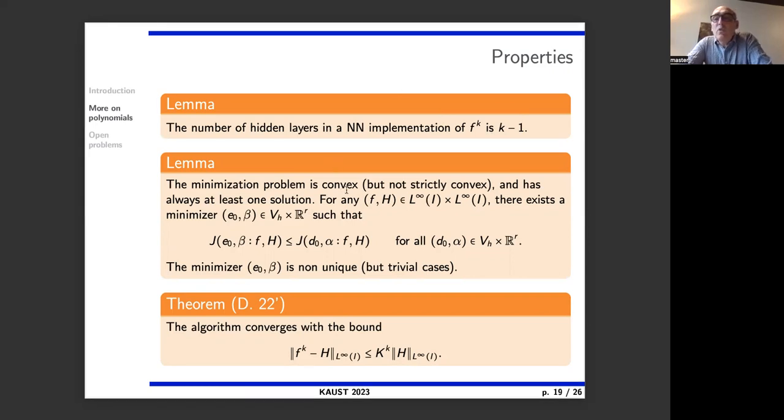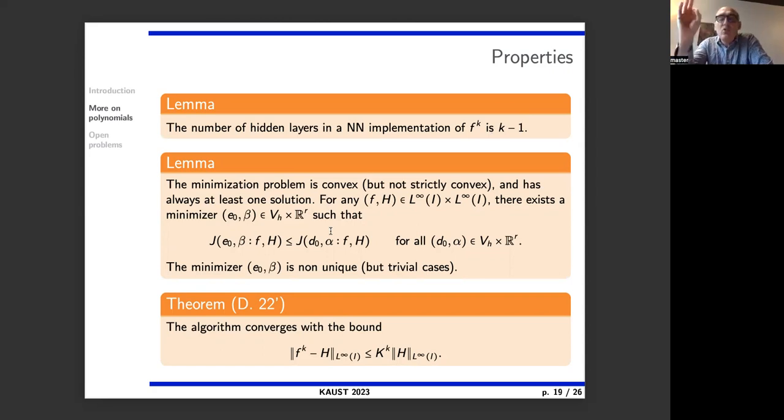The minimization function is convex. So I do SGD to minimize this convex function. It is not strictly convex, but it is convex. It always has a solution, and I take it. In general, it is non-unique, but we don't care about that.